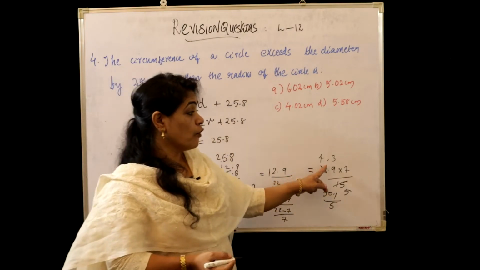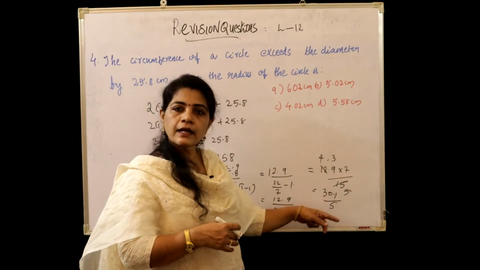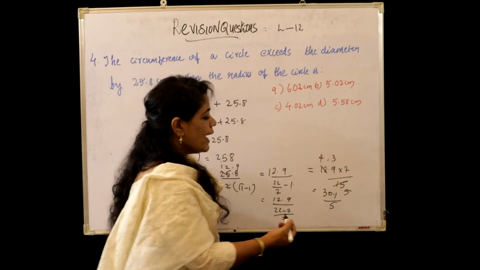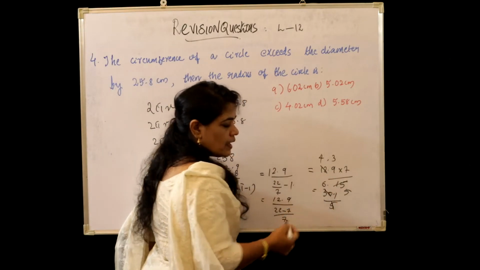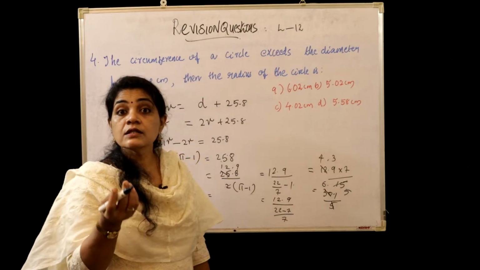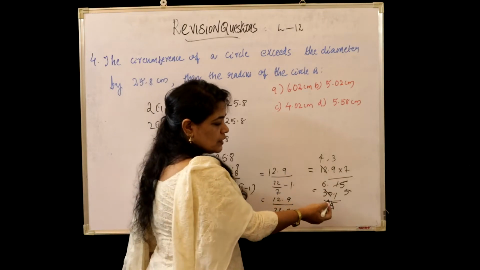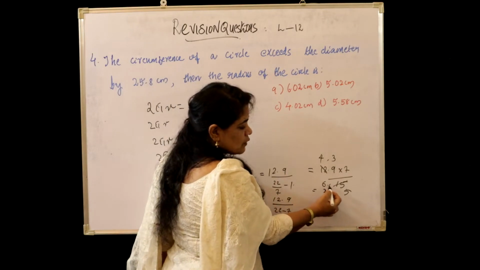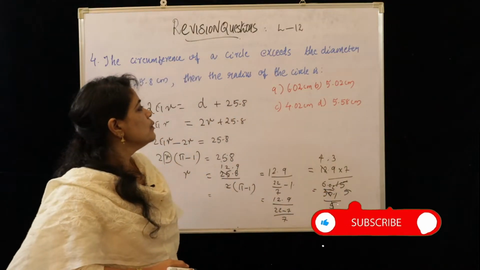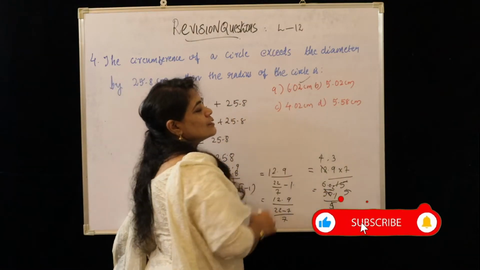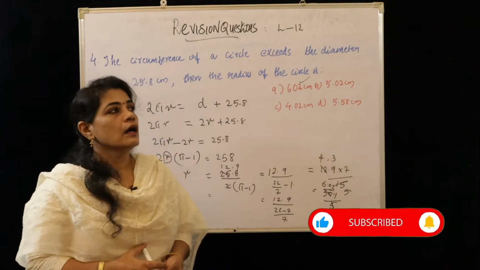Okay, we have 4.3, so 1 decimal should be shifted to the left side, so the 301 becomes 30.1, and divided by 5. 5 in 30, 6 times, and 5 in 1, 0, because less than 5. After the decimal point, if this number is less than 5, 0, and in 10, 2 times. So 6.02. Yes, first option, 6.02 is there. So this is the radius of the circle.